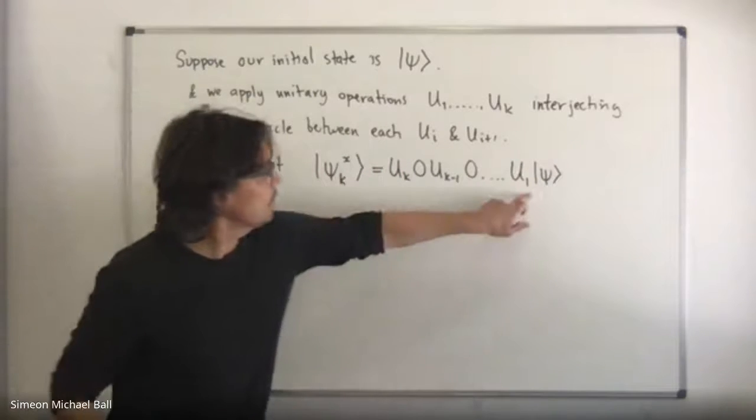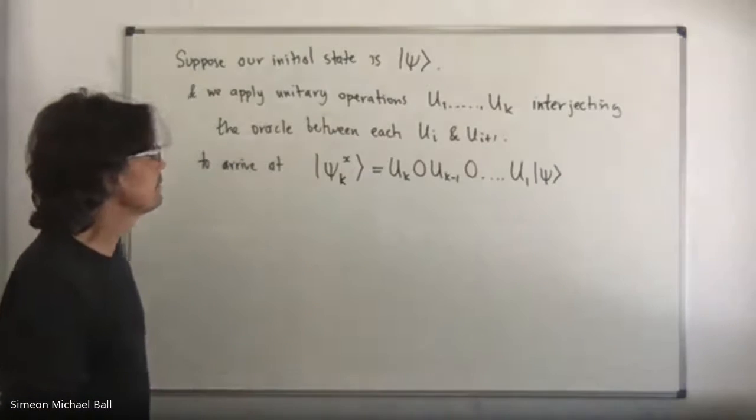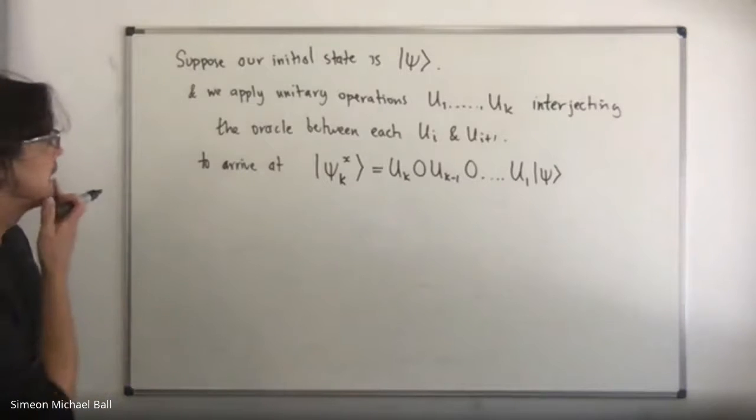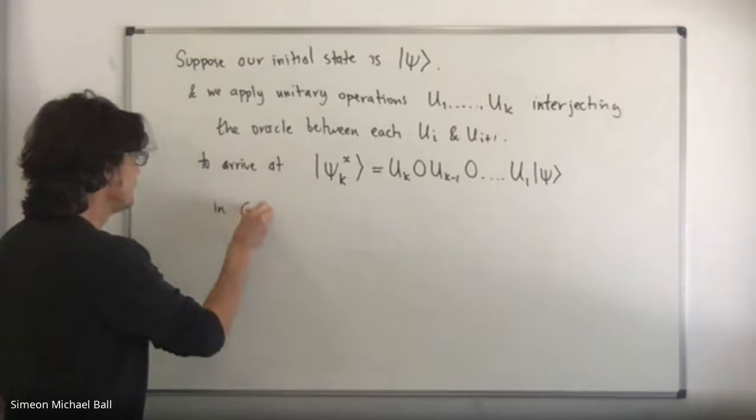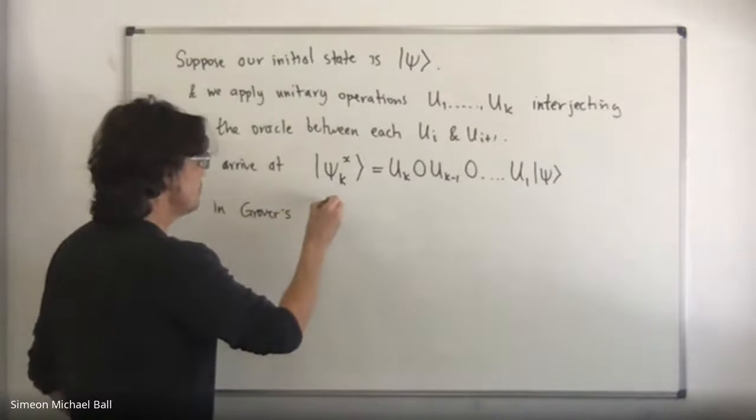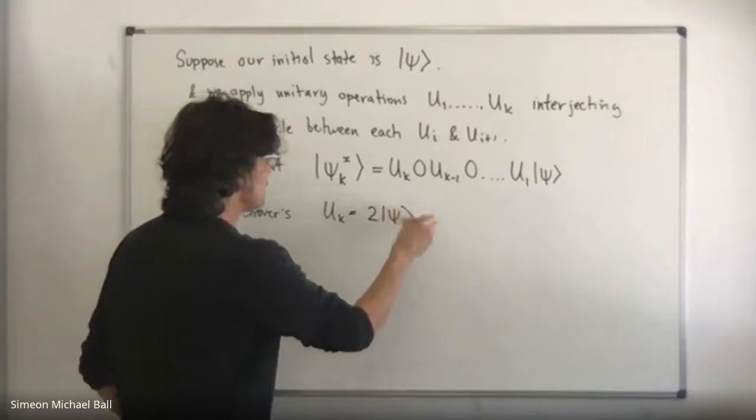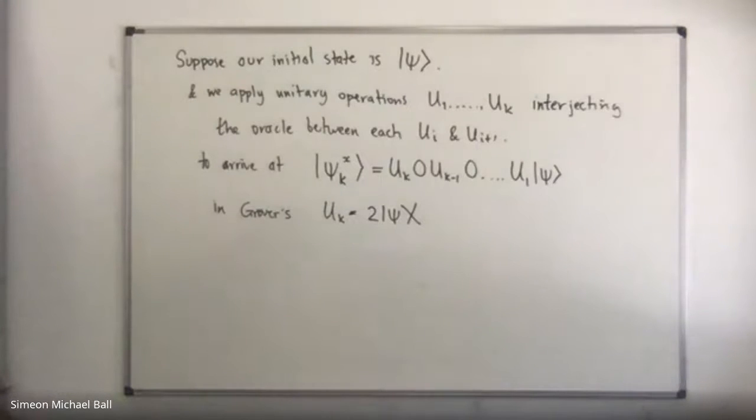So we apply U1, apply the oracle, apply U2, apply the oracle, just like we did in Grover's algorithm. So in fact, let's just recall what we did in Grover's algorithm. In Grover's algorithm, the U_K was always equal to twice this. That's a different state.